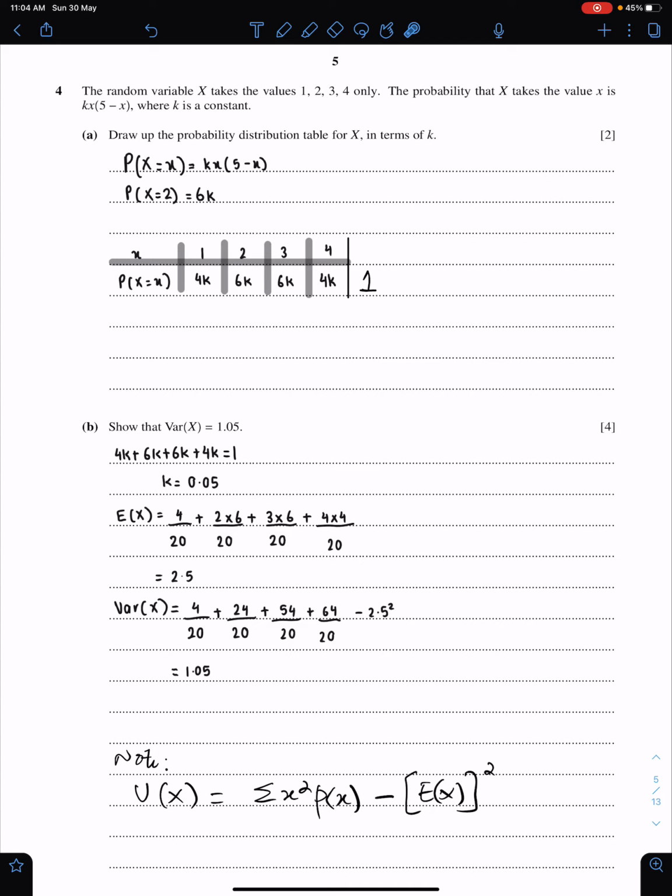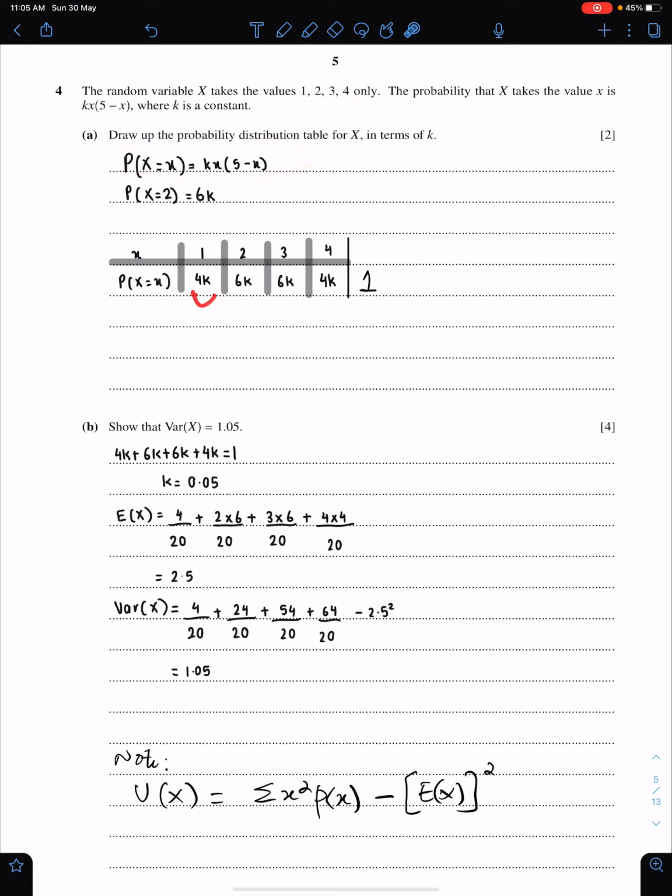Question number 4. The random variable x takes the values 1, 2, 3, 4 only. The probability that x takes the value x is this. So this statement means this equation. For example, if we have x = 2, you need to put 2 here, and when you simplify this, you will get 6k. So you can easily get the probabilities of these numbers with the help of this formula.